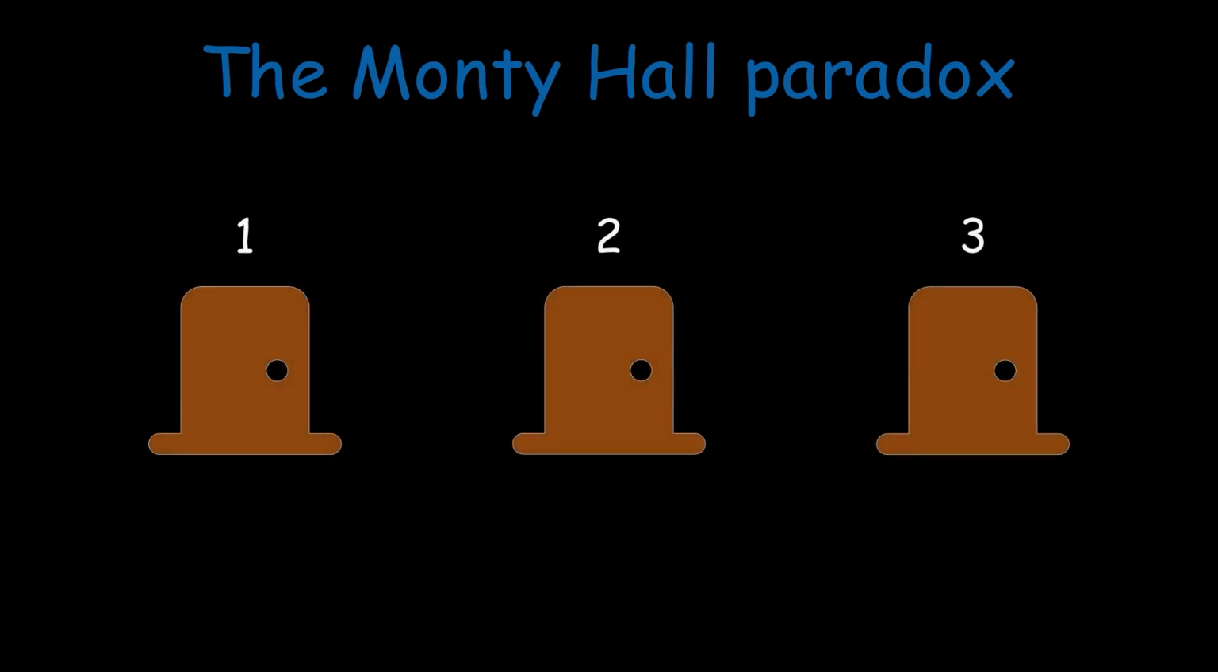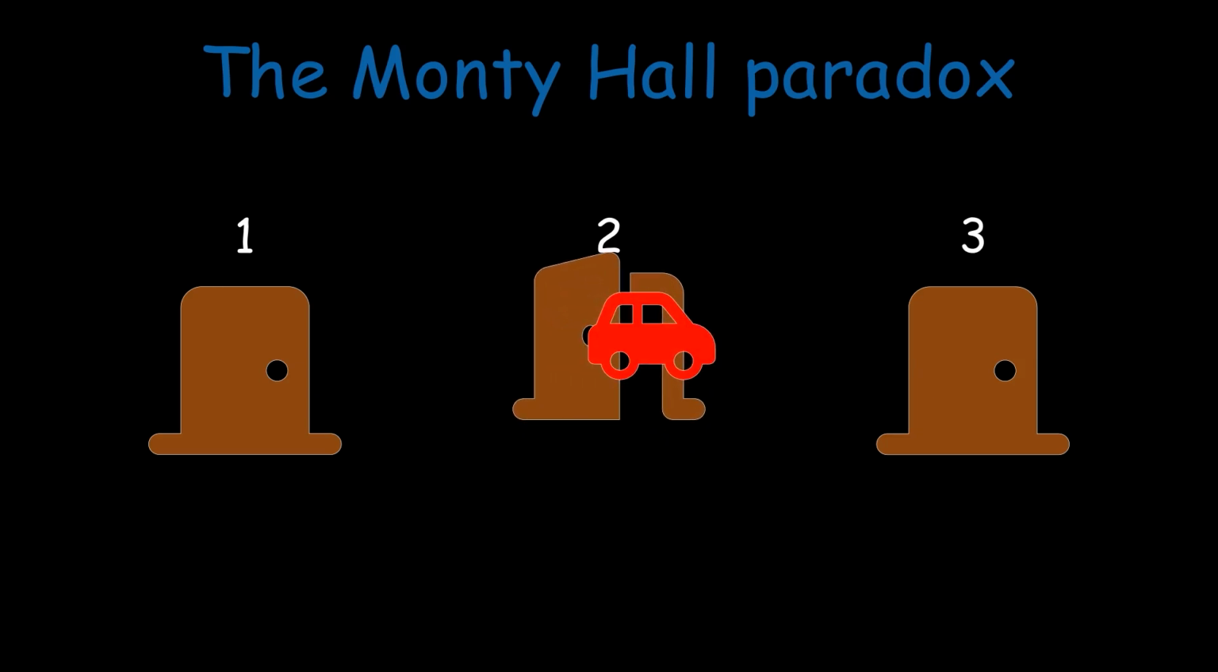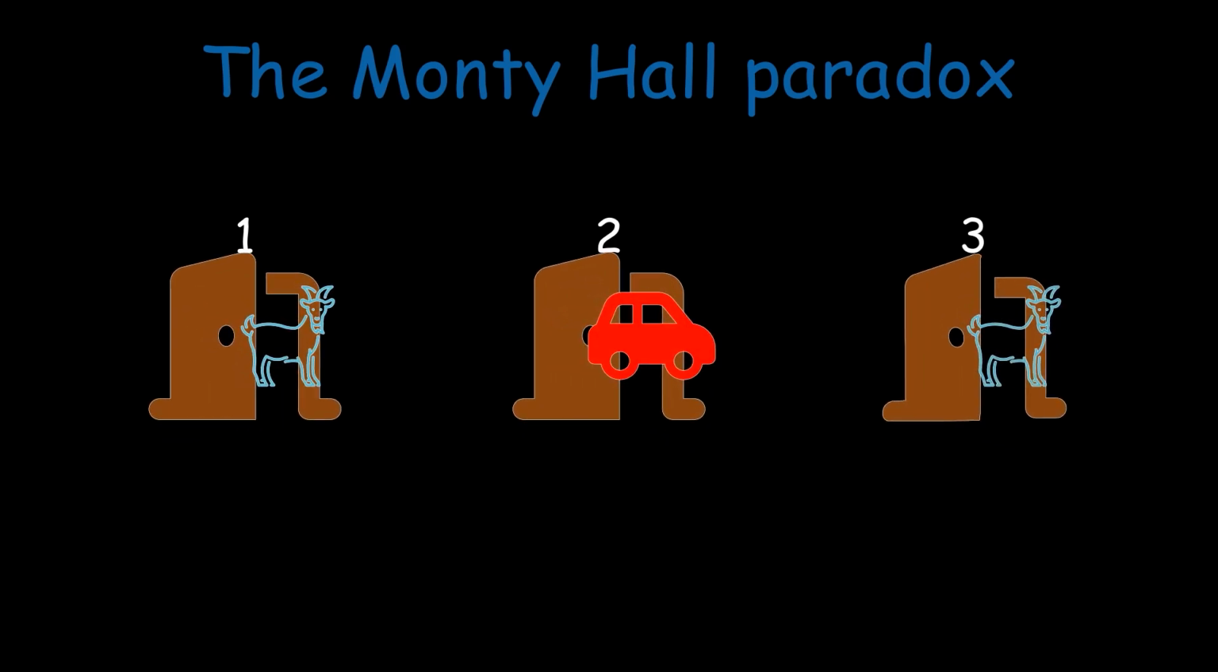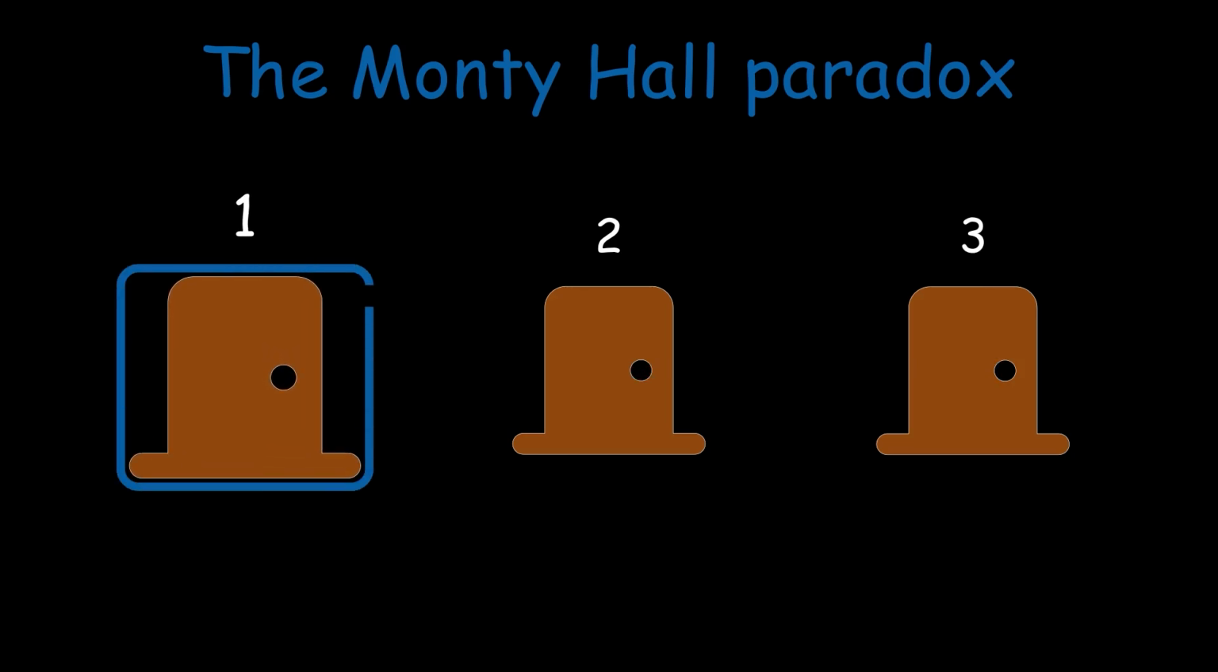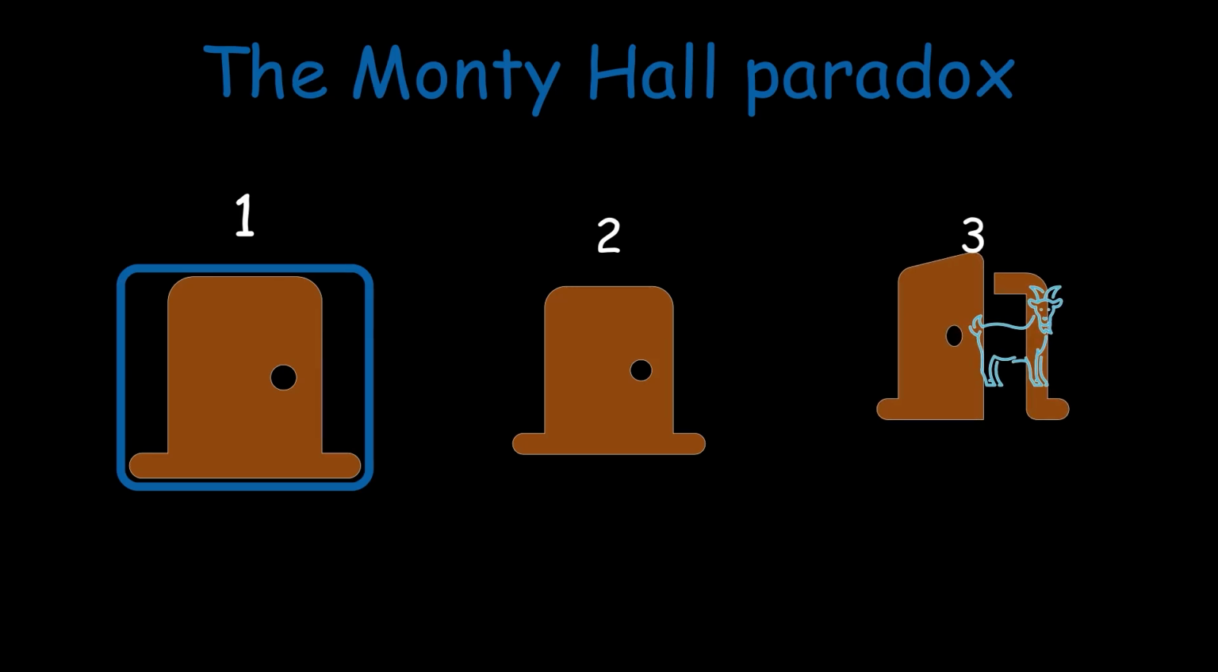The Monty Hall problem is a probability puzzle based on a game show called Let's Make a Deal. In the game, the show host, Mr. Monty Hall, presents the contestant with 3 doors. Behind one of the doors is a car, and behind the other 2 are goats. The contestant picks a door, and then the host opens one of the other 2 doors to reveal a goat.